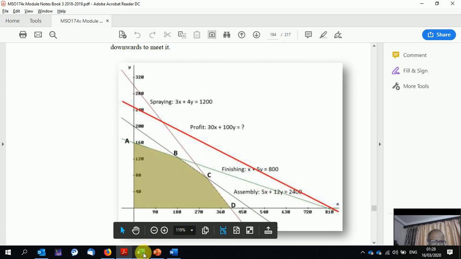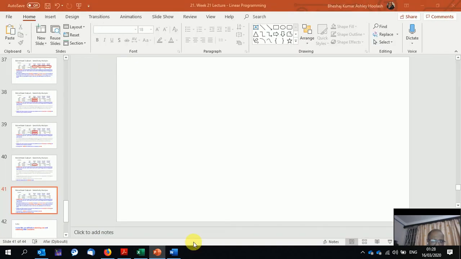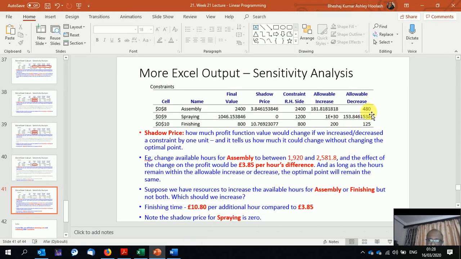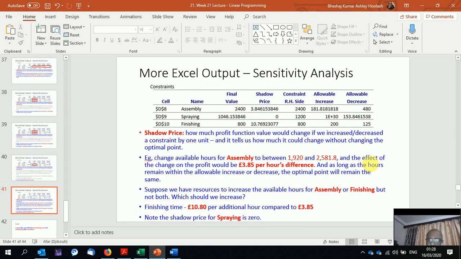So that's what I did here in Excel. I get this value and that value. Here there is a decrease from 2400 of 480, and an increase of 181.83. Now the 83 and 82 here is because of the number of decimal places. Don't worry too much about it. It's a slight discrepancy on the second decimal place, but that should be fine. So this is how I got it.